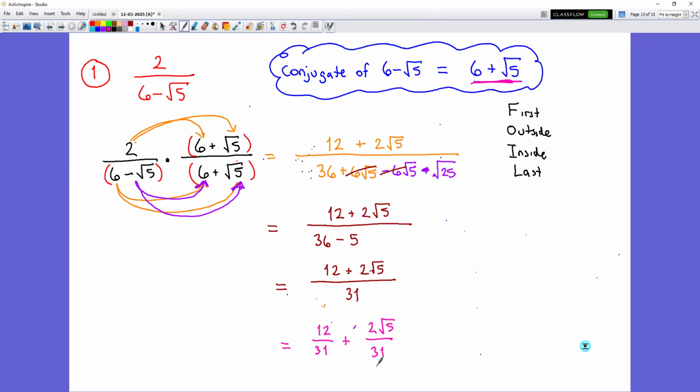Or you can put the square root of 5 right next to the fraction. It really doesn't matter. Neither of these fractions simplify anyway because 31 is a prime number. It can't really go into 12 or 2. So therefore, this is basically an acceptable solution for this expression.